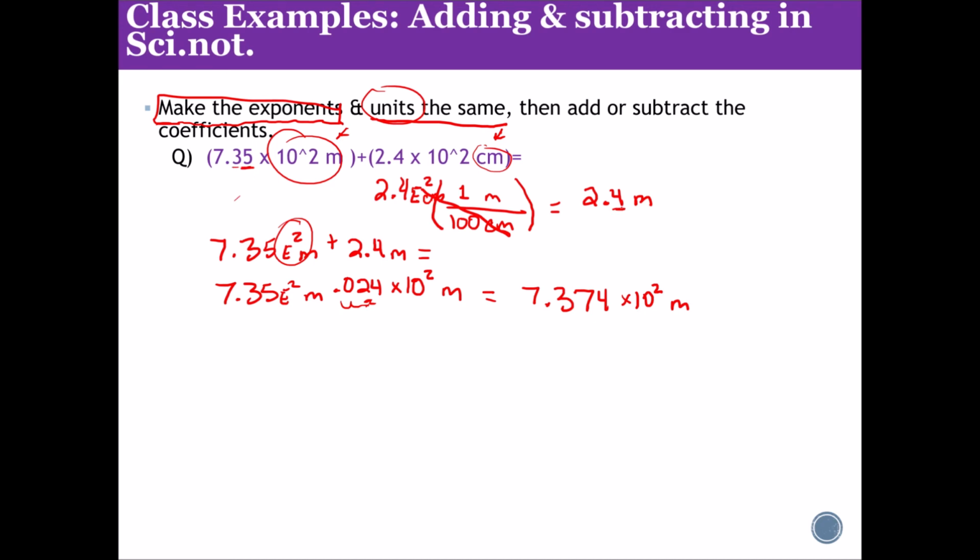Next, you're going to look at your significant figures. Here, where both of my units are the same and my exponents on my powers of 10 are the same, I'm going to look at the first value and notice that it is measured out to the hundredths place. And the second value is measured to the thousandths place. So my answer should round to the least precise decimal place. So my answer is going to be 7.37 times 10 to the second.